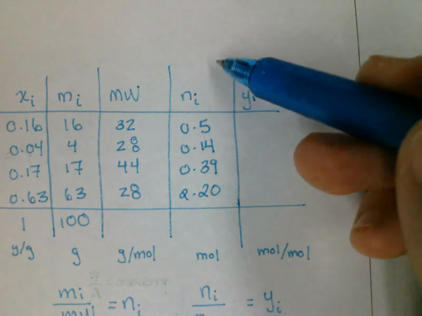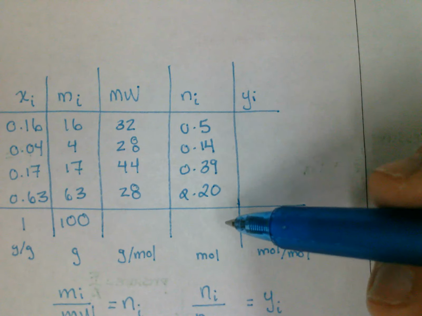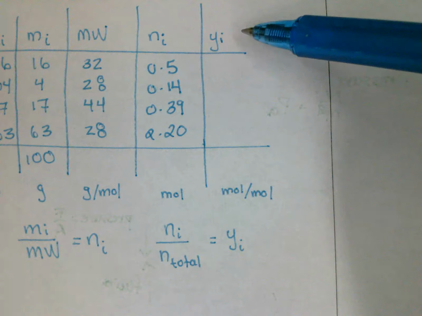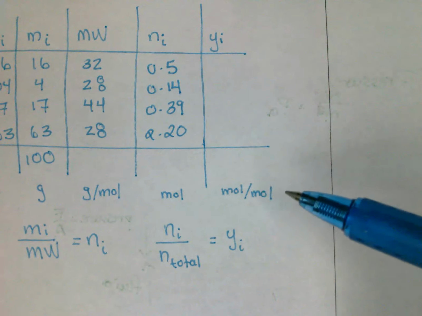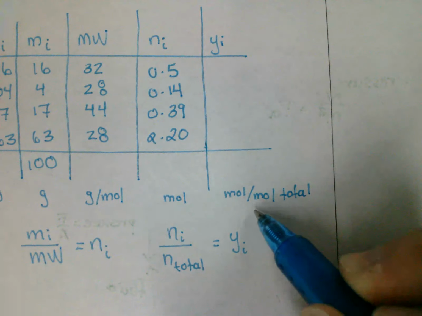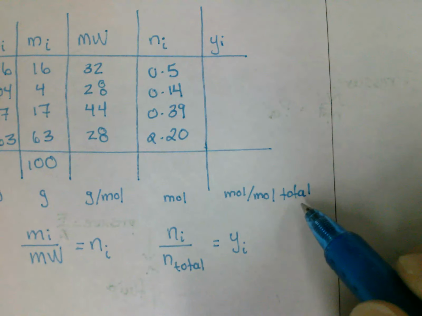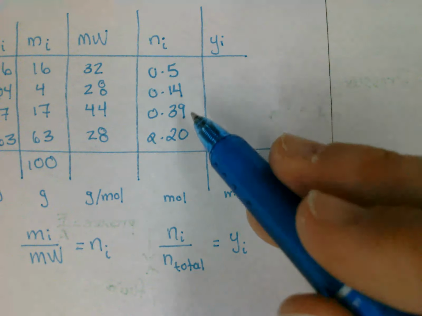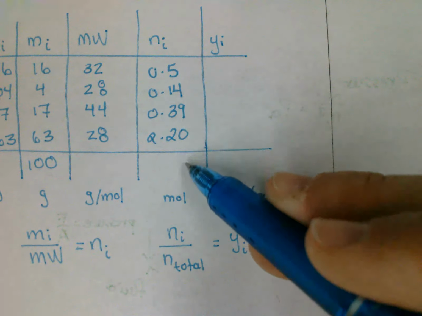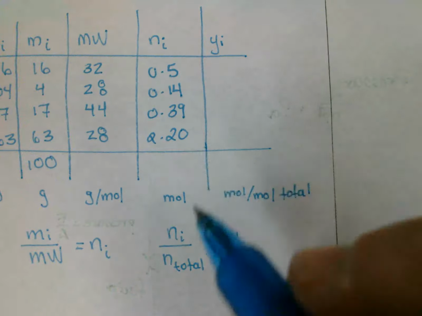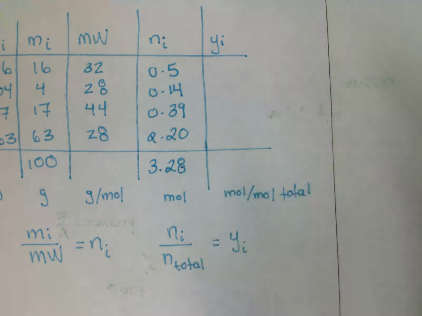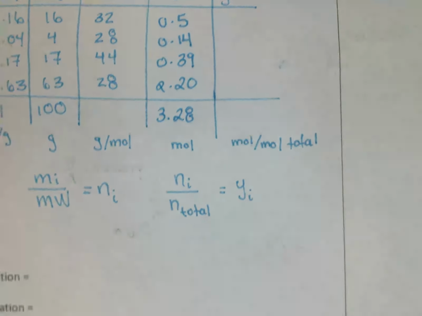Okay. Now, the reason that we need the number of moles is that if you remember, a mole fraction is the number of moles per mole total. So just like a mass fraction, you need this mole total in order to figure out what percent basically these make up. So what we need to do is add all of these numbers up to find out what our total is. So our total, if we add those up, is going to be 3.28.